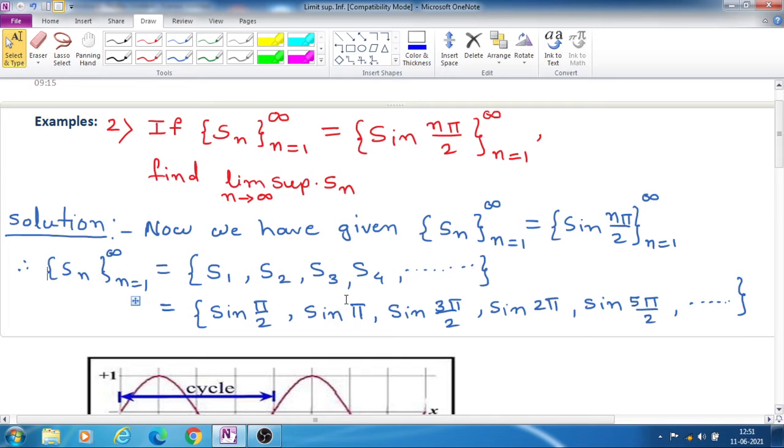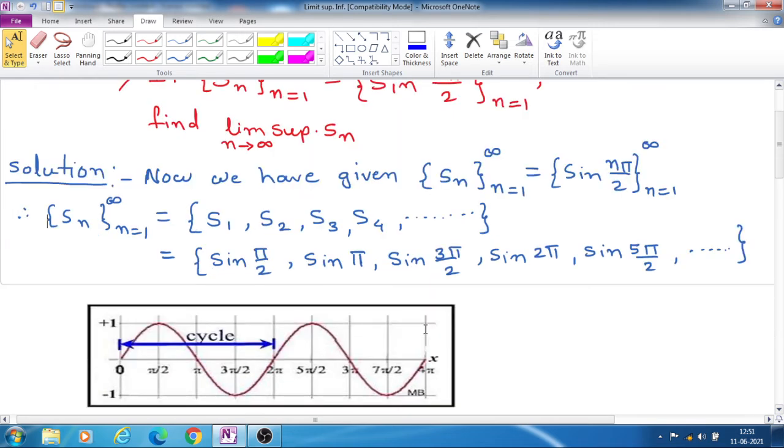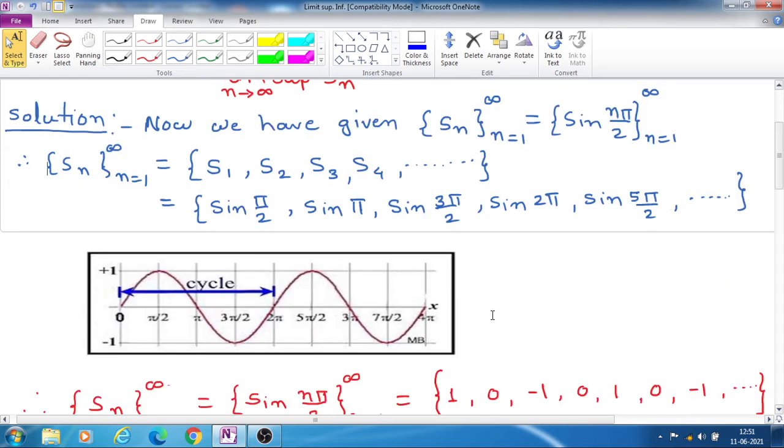The third term S3, put n equal to 3, therefore sin 3 pi by 2. Next S4, put n equal to 4, then sin 4 pi by 2 means sin 2 pi. Next n equal to 5, sin 5 pi by 2, and so on. These are the terms of the sequence. So first we must know the values of sin pi by 2, sin pi, sin 3 pi by 2, sin 2 pi, sin 5 pi by 2.